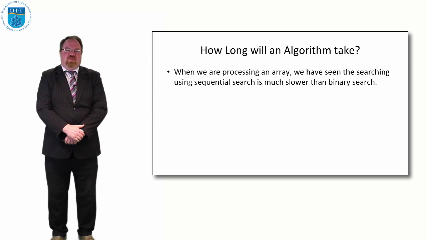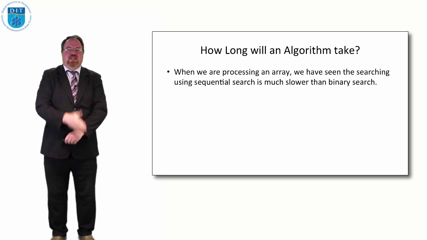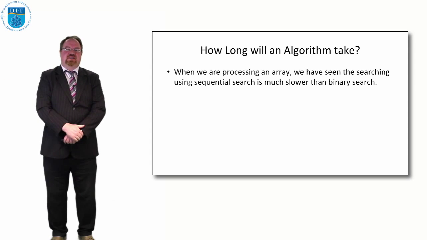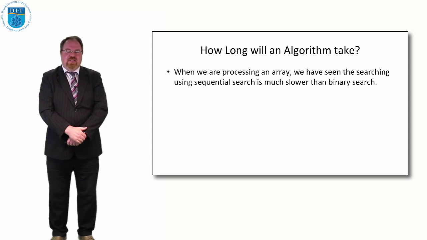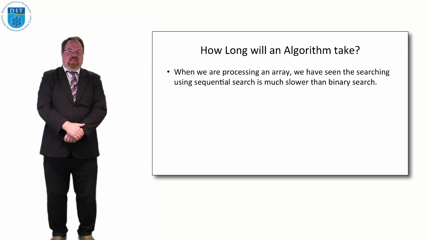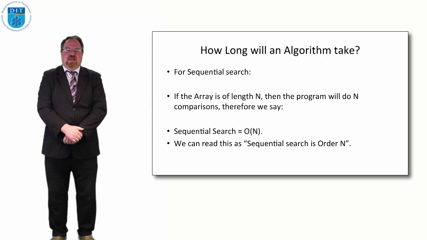One simple way of looking at it is, if we're processing an array, how long does it take to go through that array? As we saw, for the sequential search, if the array is n digits long, it takes n comparisons to get to the end of it, whereas with the binary search, as long as the data is sorted, it takes much less time. A sequential search is where we go one step at a time.